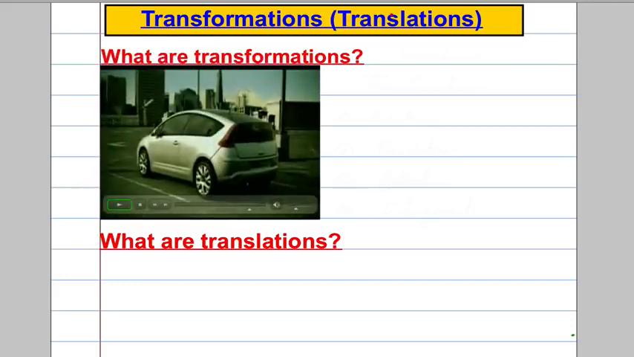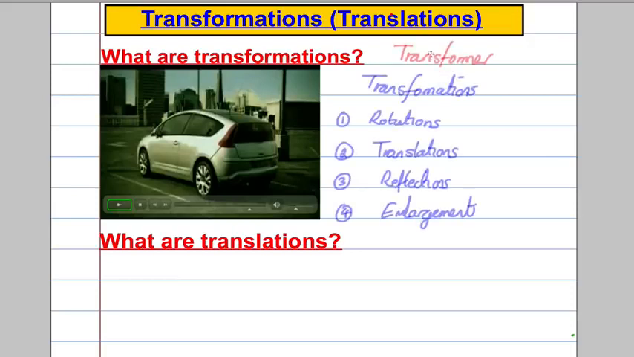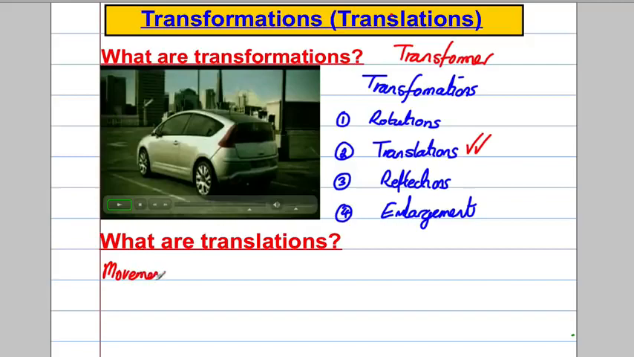So, we should be reminded from the word Transformers, the film Transformers. Transformations are from that, they mean to change your shape. And the four types we need to know are rotations, translations, reflections and enlargements. And in this video, we're going to talk about a translation. All a translation is, what are they? They're just a movement of the shape. They're just a movement of a shape. And the movement is right or left and up and down.